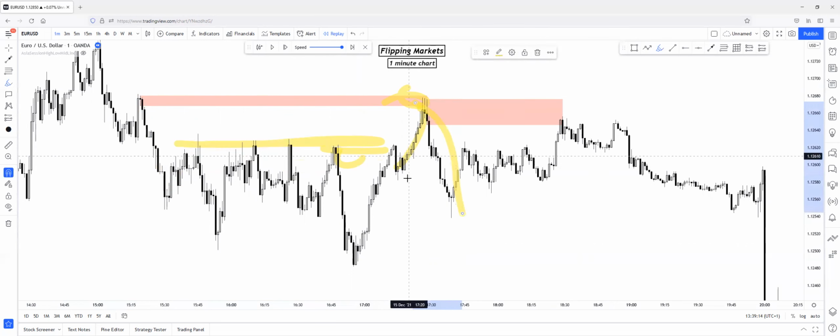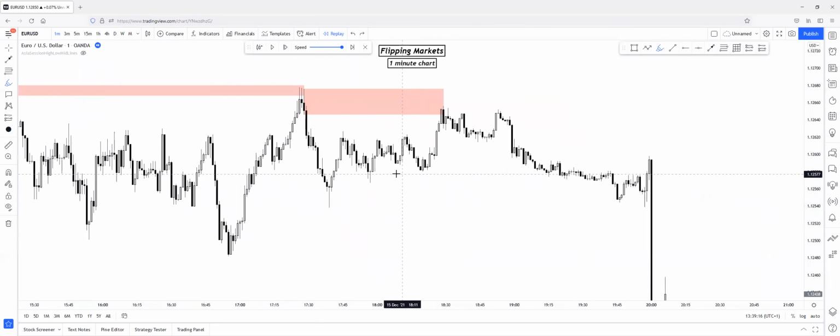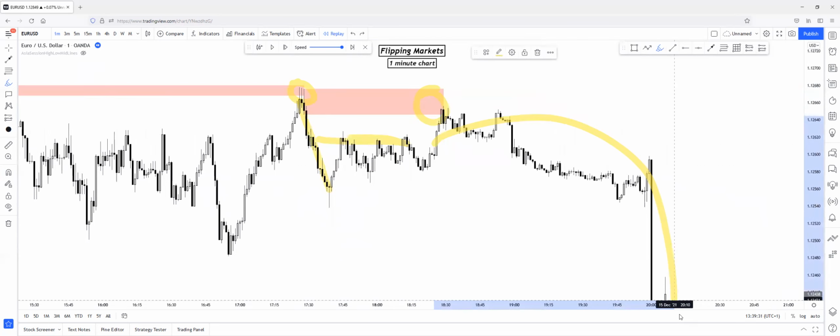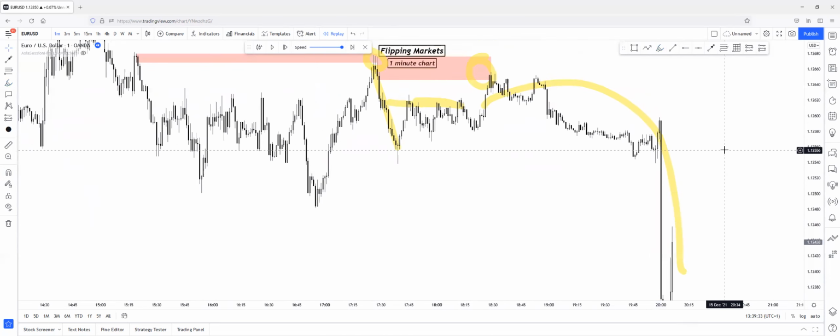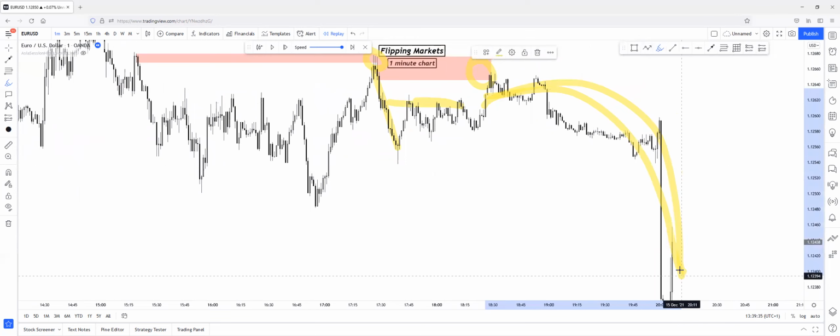After this it reversed and created the change of character to the downside here. After the change of character and the zone tap, it built up more liquidity in this region. After price swept the liquidity from this region again, it tapped into the zone that caused the change of character and built up the liquidity. After a zone tap, as you can see, the order flow continued and a huge movement to the downside came into the market.